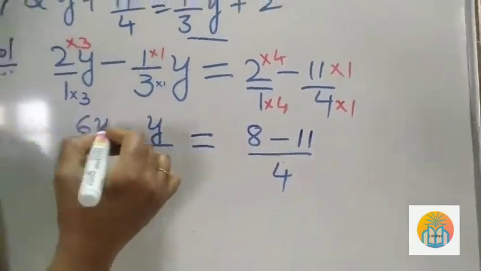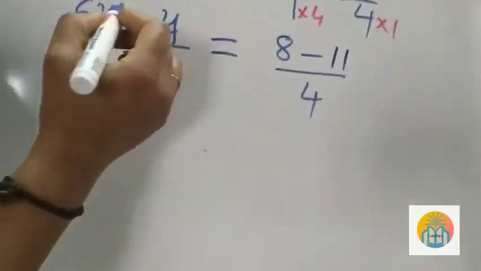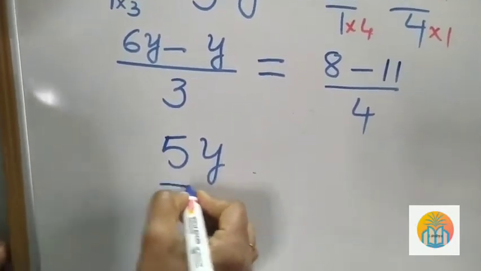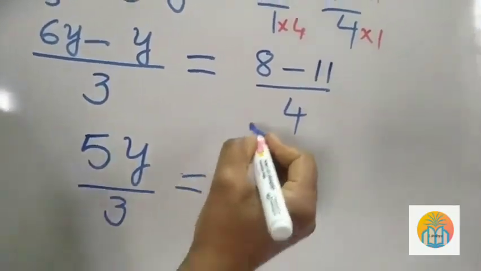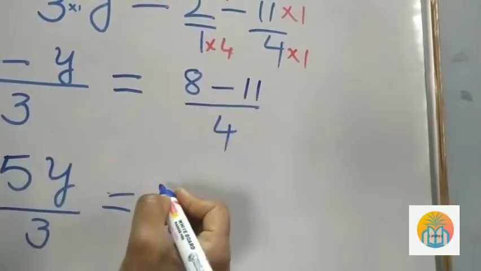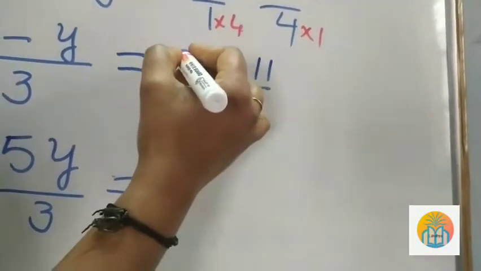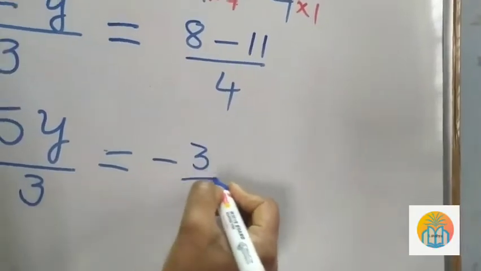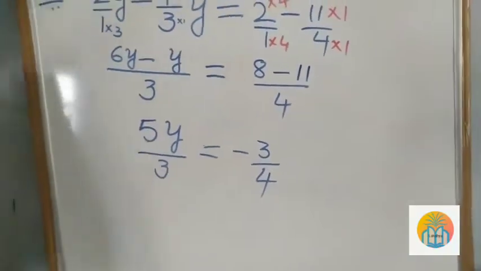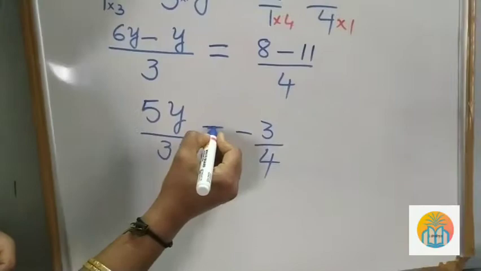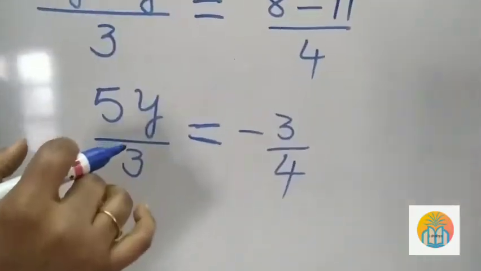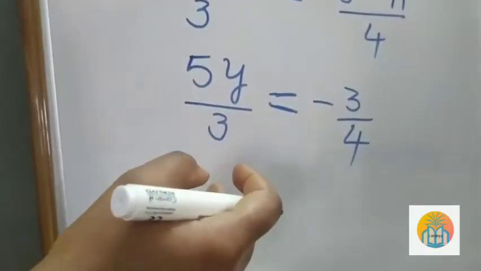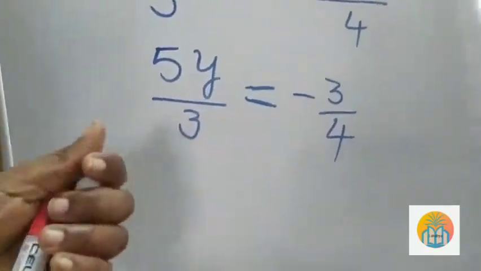Now come to simplification. So 6y minus y is 5y divided by 3, is equal to 8 minus 11, which is minus 3 divided by 4. Now, here we have the equal sign. Can we shift this side? Do we require this number to be here? No, not necessary. Here we can do cross multiplication.